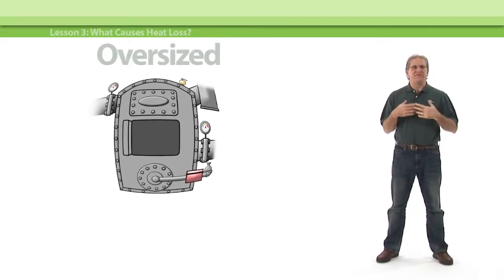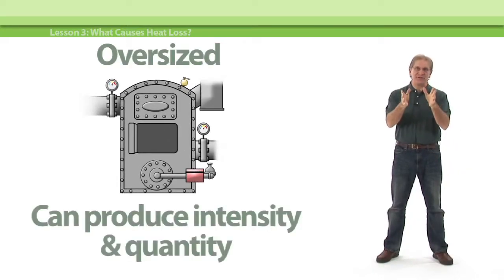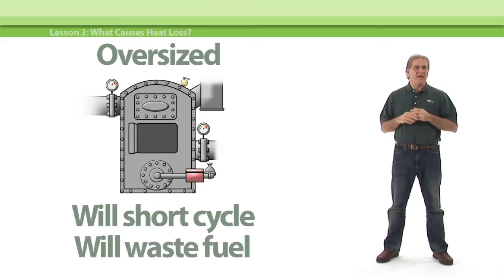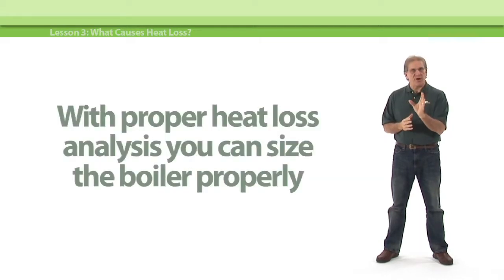On the other hand, if you oversize the boiler, well, sure, you're going to get the heat intensity, and you're going to have the quantity that you want, but the boiler's not going to be efficient. It'll have a tendency to do what we call short cycle, and that's going to waste fuel. And you're not even going to come close to meeting your customers' expectations for fuel economy. When you do a proper heat loss analysis, however, you'll know how much heat that system has to deliver and how to size the boiler for proper efficiency and proper comfort as well.